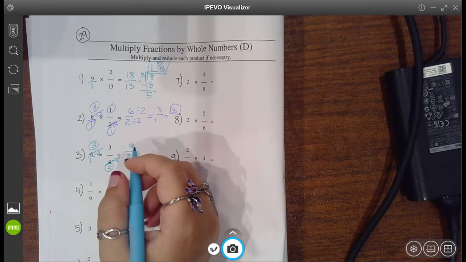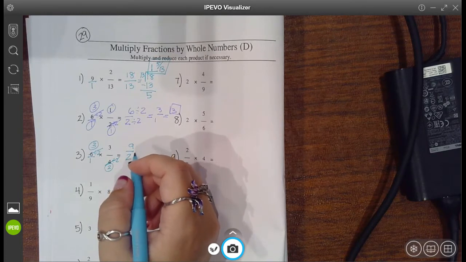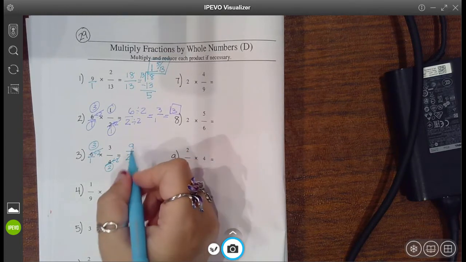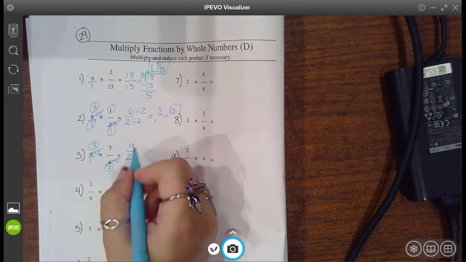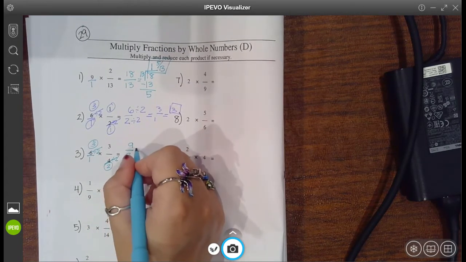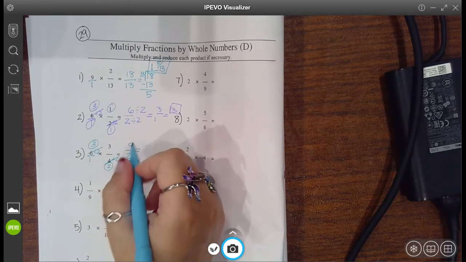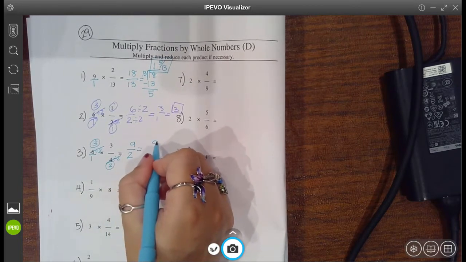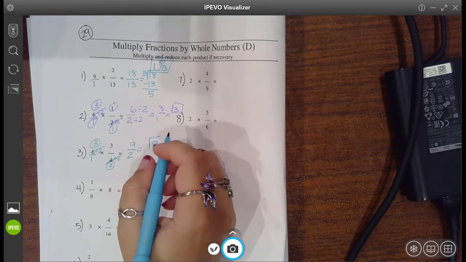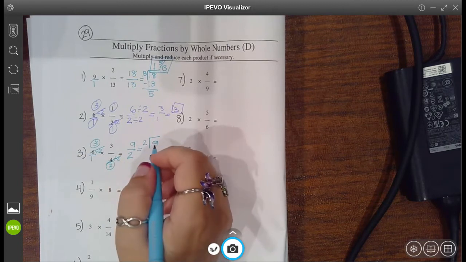Okay. If you had, at this point in time, 18 over 4, that's fine. It's still equivalent to 9 over 2. I just like getting smaller numbers. However, this is improper. So I want to change this to a mixed number. How do I do that? I take the top and divide it by the bottom.